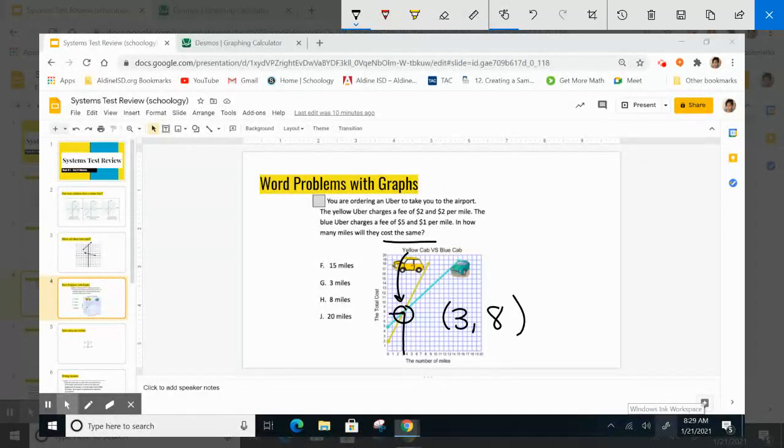So (3, 8). But we need to understand which is which, right? So this is our x-axis, this is our y-axis. So the x-axis represents the miles, so our x value is going to be the miles. And then the y-axis represents the cost. So that means that at 3 miles, the cost will be $8 for each. So they're going to be the same at 3 miles.